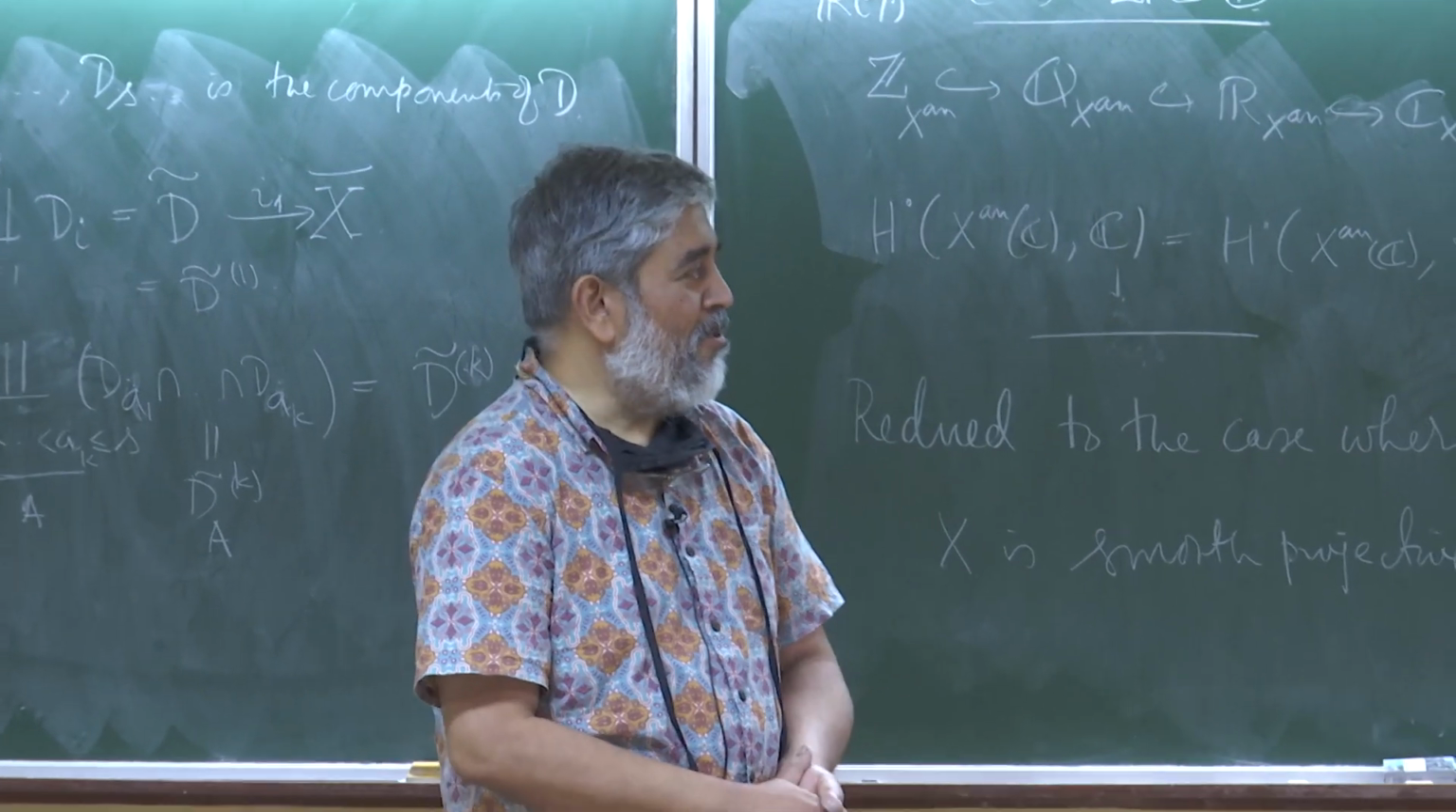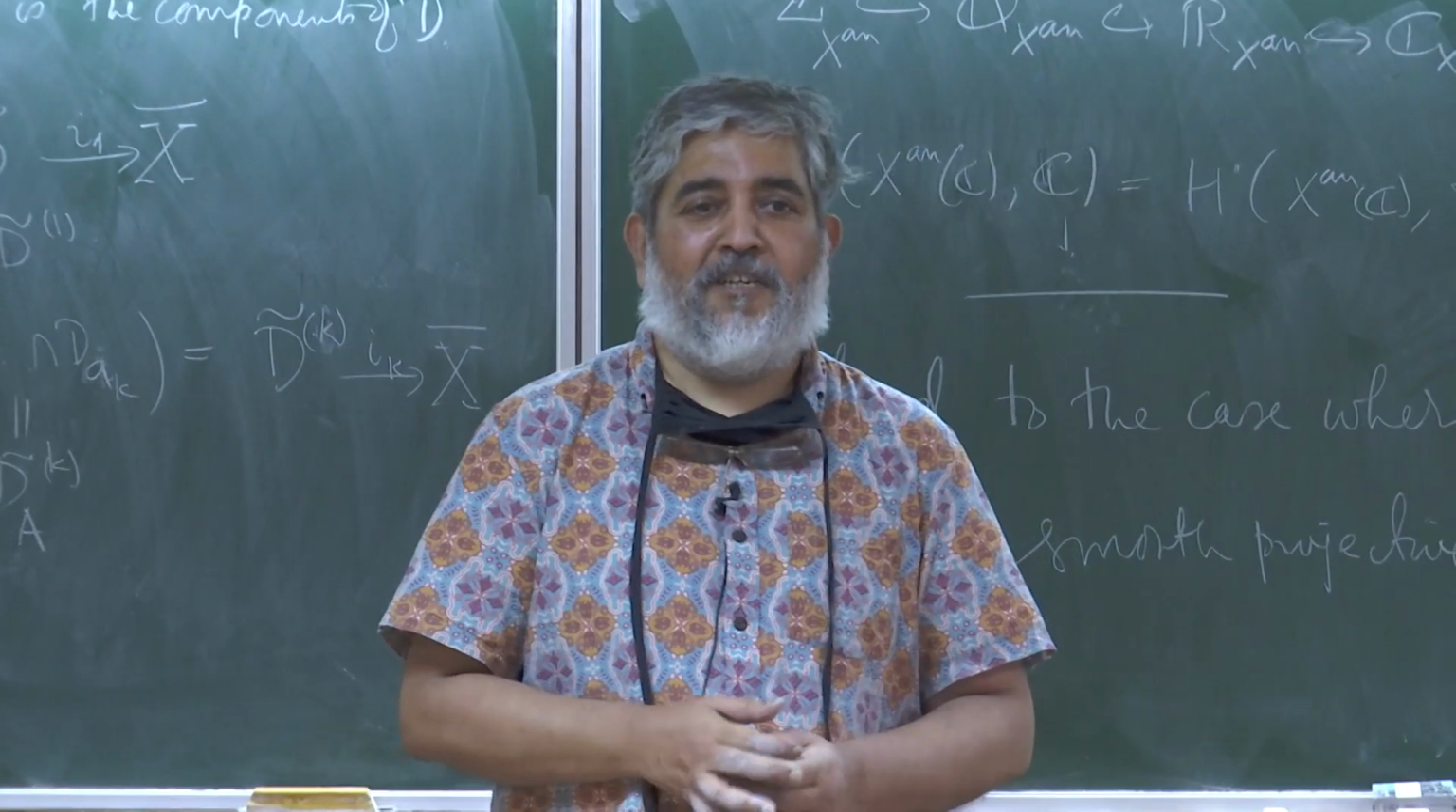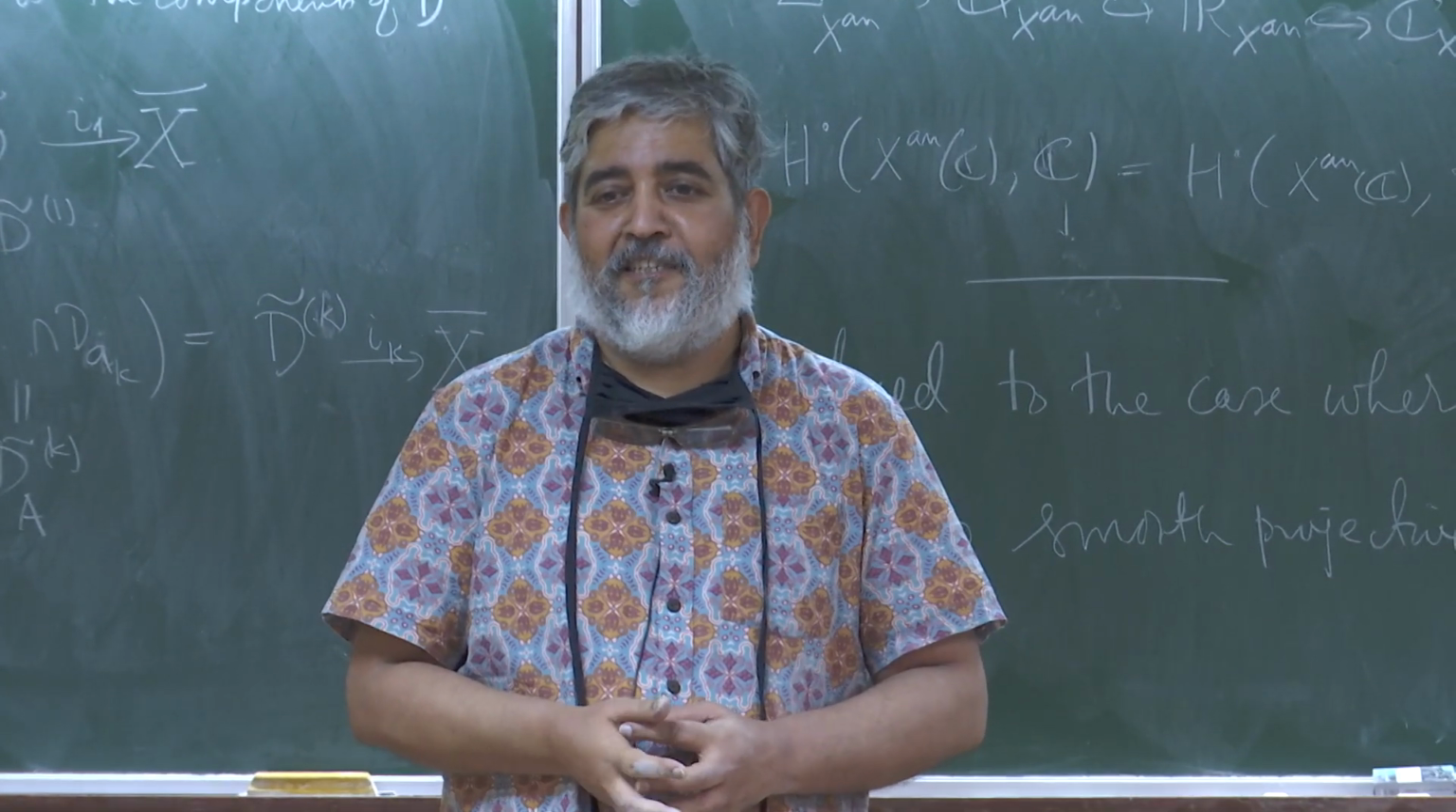So I'll stop early today. Next time, pure Hodge structures for smooth projective varieties, and what is the Hodge conjecture?